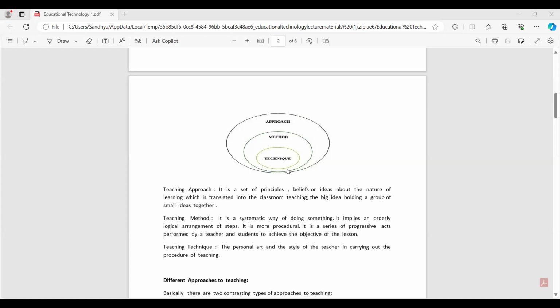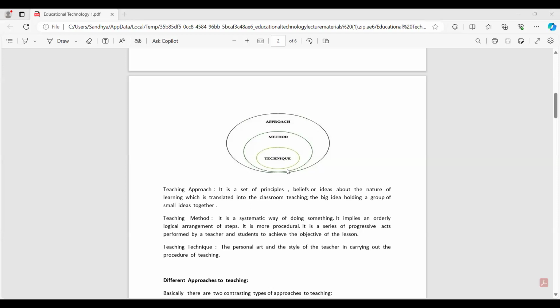Teachers first decide on the approach. It is actually the set of assumptions that the teacher has about teaching and learning, and nobody can question it. It's axiomatic. And based on that, the teacher will have to select method or methods. They are procedural. And based on the methods, the techniques are selected at the implementation level.